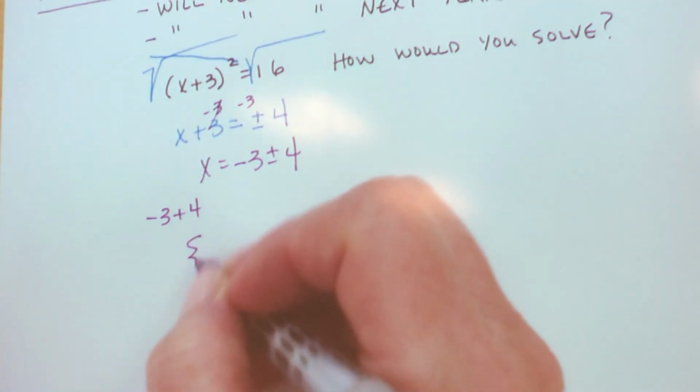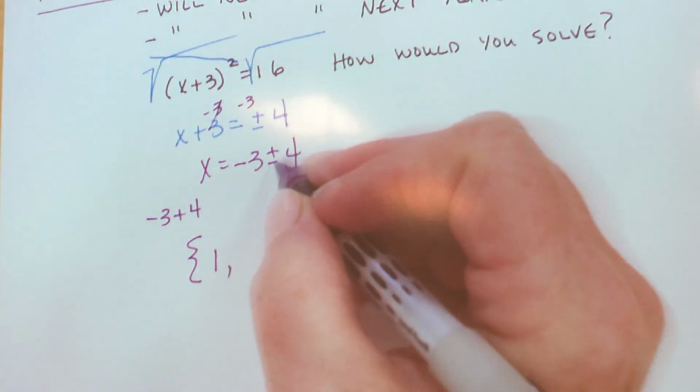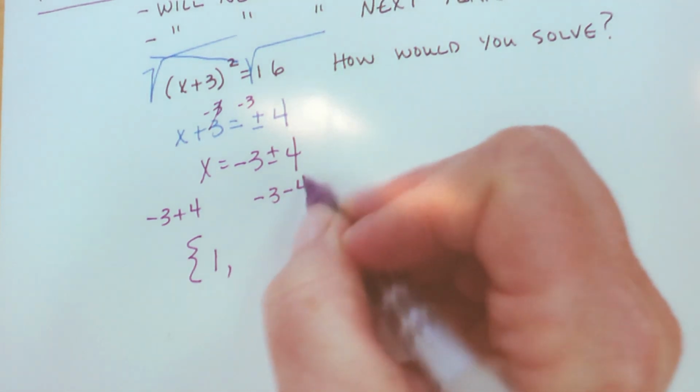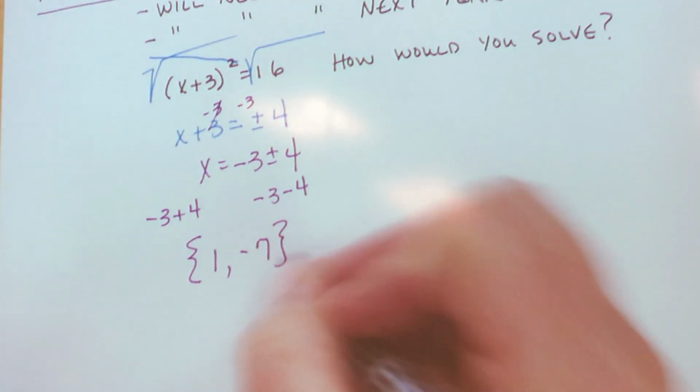What if it's like that, but it has square roots in it? Then you can't. You have to leave it apart. Okay? So this is 1. And then this is negative 3 minus 4. What is that? 7. Yeah. So there's my answer right there.